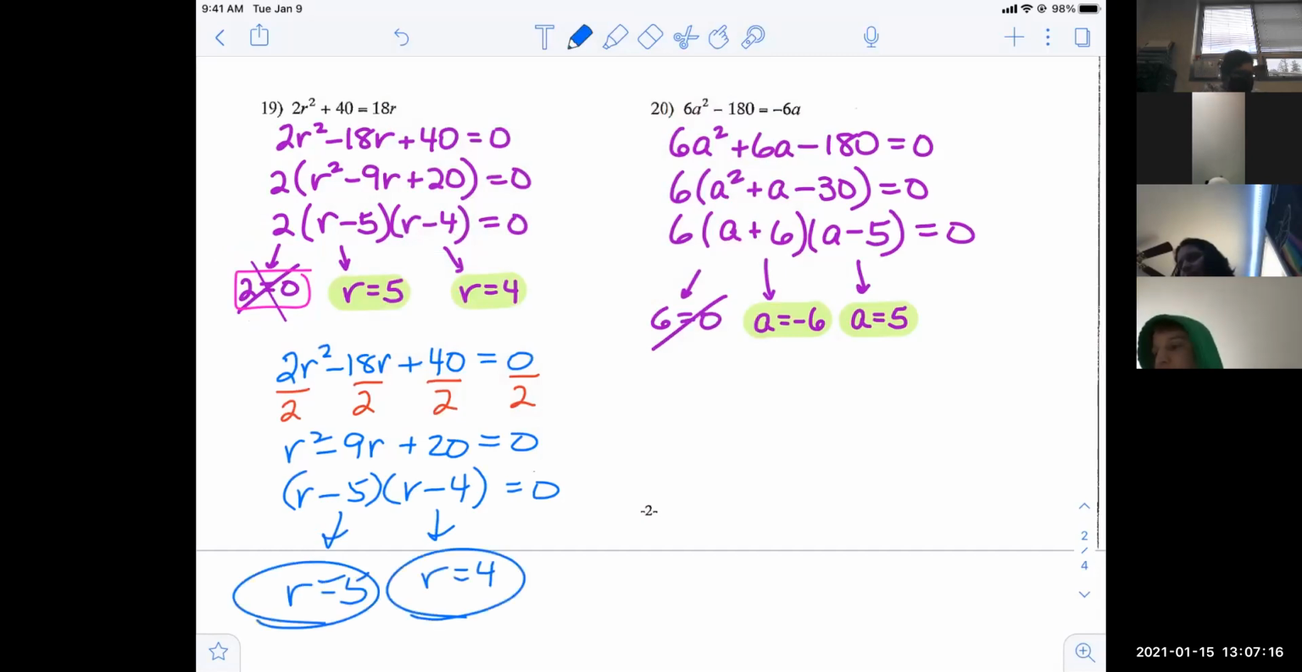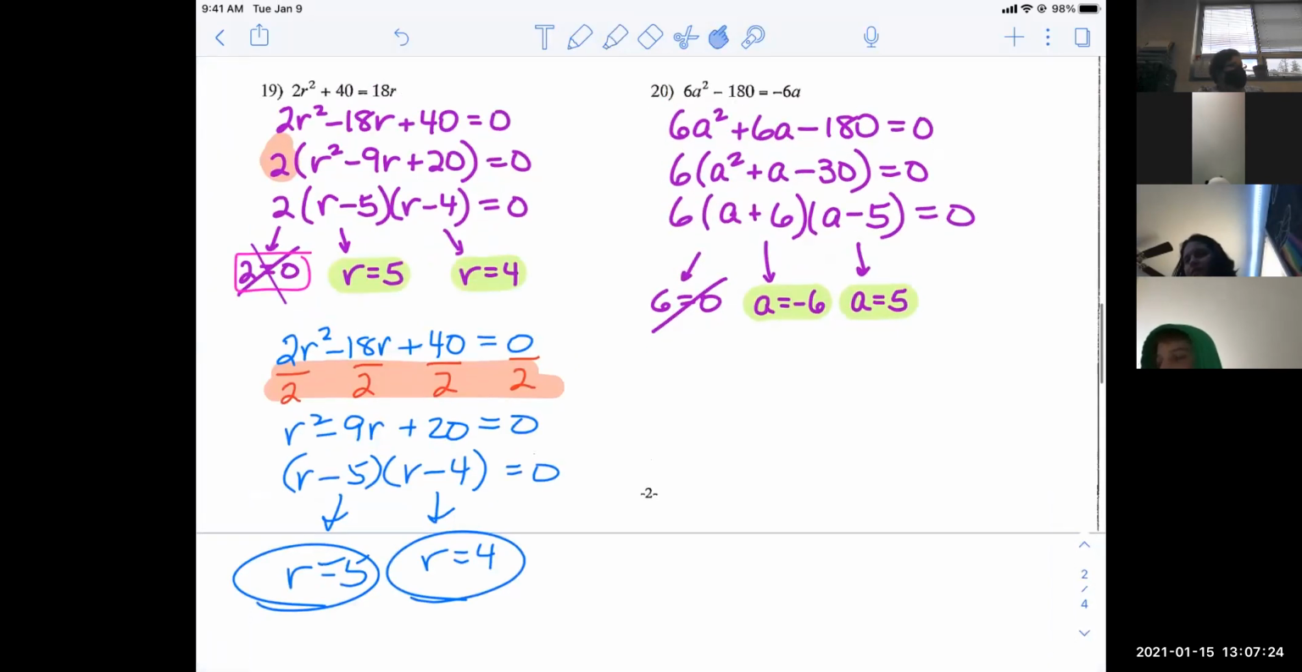So you can only do this if it's an equation. Again, that's why I wrote it this way up here. But it doesn't matter which way you do that, as long as you understand that it's only going to be possible to divide like this if you're dealing with an equation.